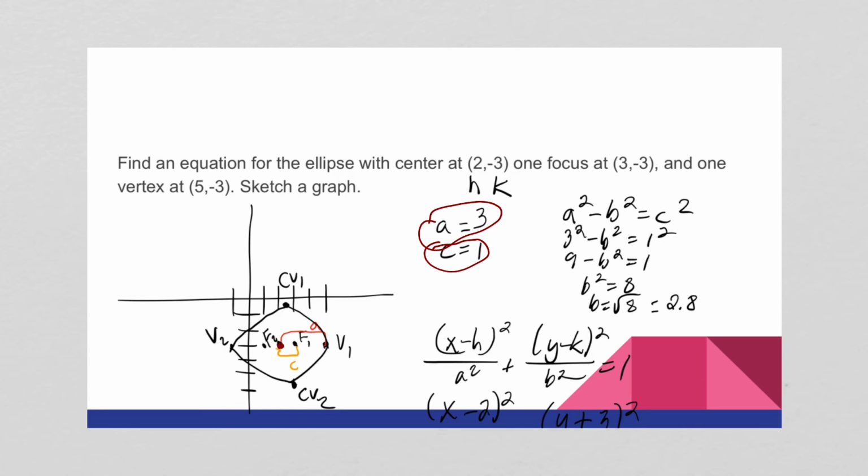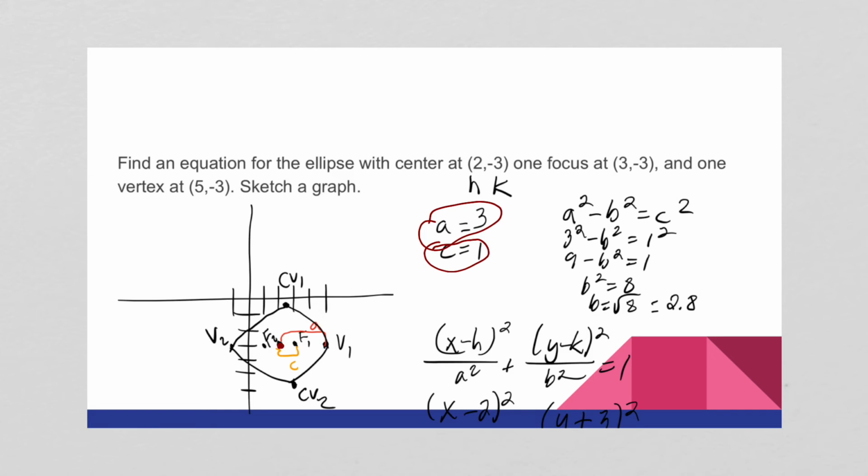So again, I use my a squared minus b squared equals c squared. 3 squared minus b squared equals 1 squared. So 9 minus what is going to give me 1? That would be 8. So b squared is 8. And the square root of 8 is about 2.8. So I went up 2.8 boxes from the center and down 2.8 boxes from the center and plotted it.